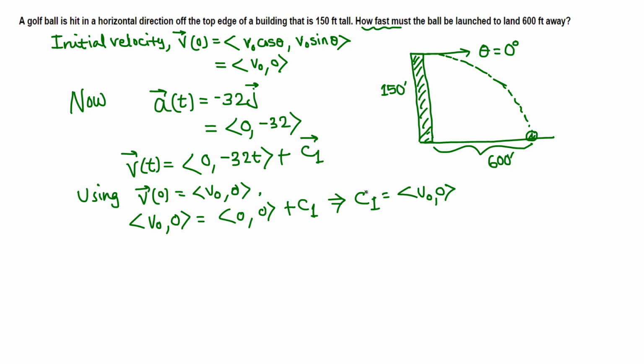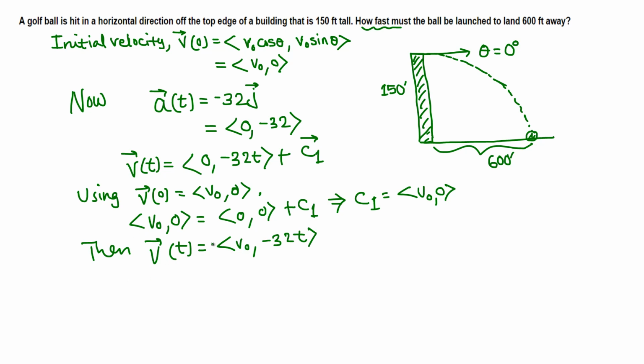Substitute back here, then we get v of t, this plus c1, and c1 happens to be v naught, 0. When we add them, we get v naught, comma, negative 32 t. So we have the velocity vector at any time t.